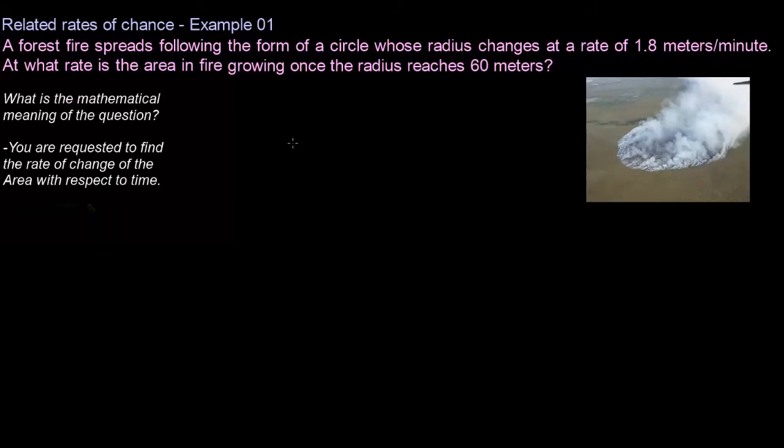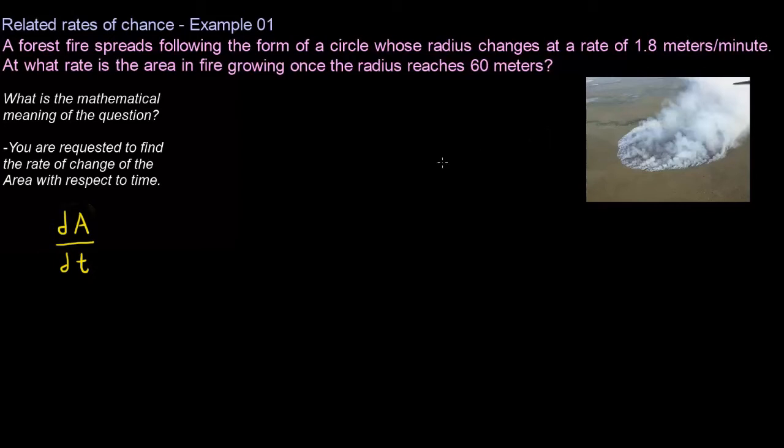We are requested basically to find the rate of change of the area with respect to time. The area on fire is growing due to the wildfire, so it's growing with respect to time. It has to be something pretty much like this: a change of area over a change in time. So this is a rate of change, and we have to find this through what we have here.